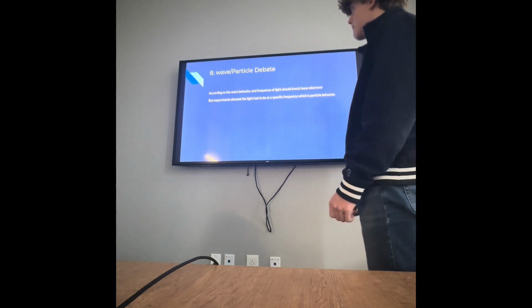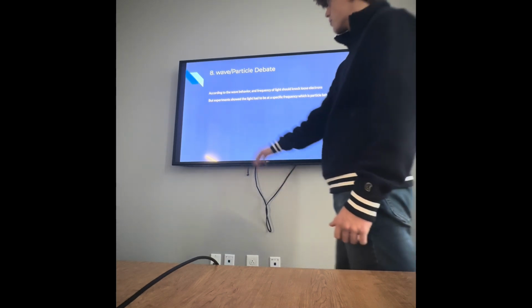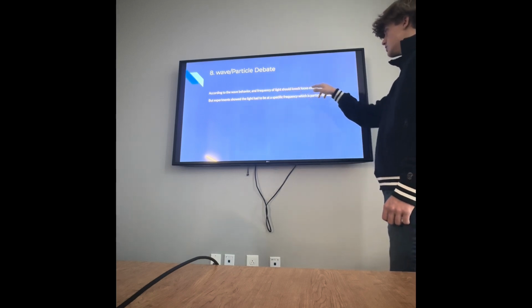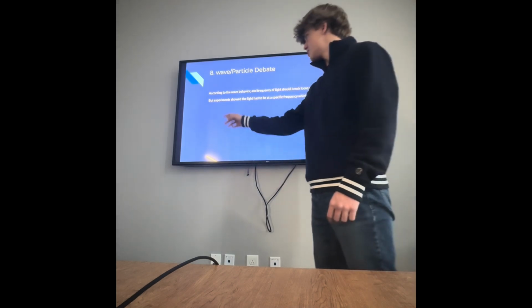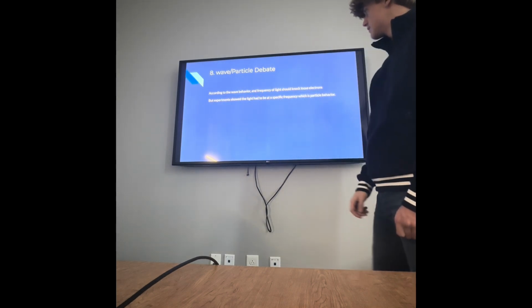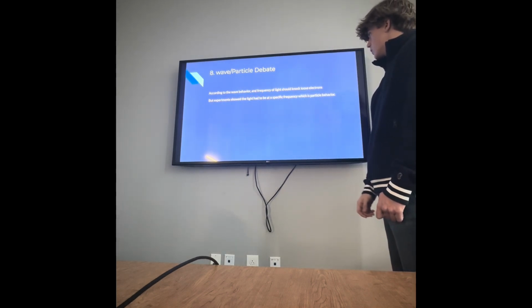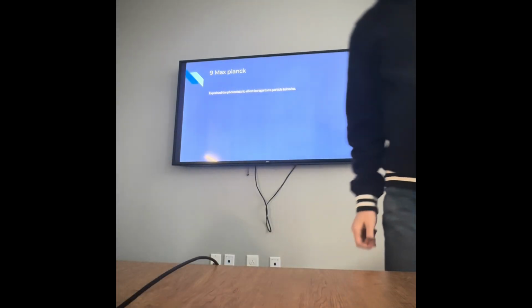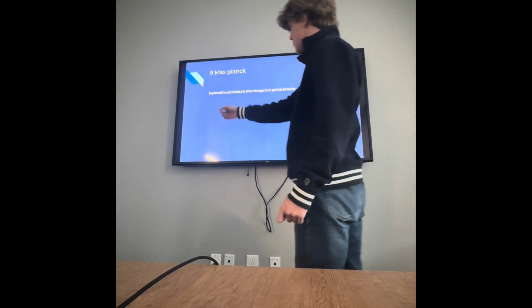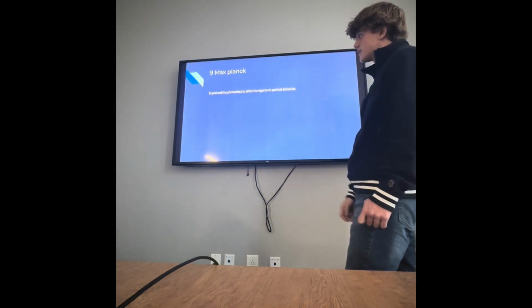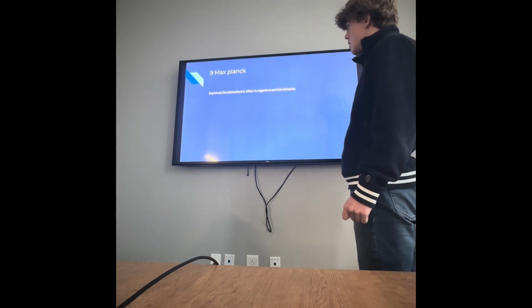Wave and particle debate. According to wave behavior, any frequency of light should knock loose electrons, but experiments showed the light had to be a specific frequency, which is particle behavior. Max Planck explained the photoelectric effect in regards to the particle behavior.